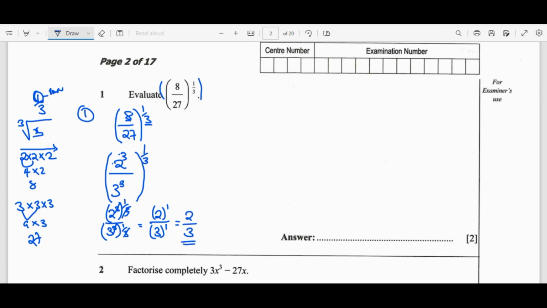So this is one of the methods that you can use. The other method that you can use is this, the second method. We are saying that 8 over 27, which is raised to 1 over 3. So we are going to say the cube root of 8 over 27 in brackets, raised to the power 1.